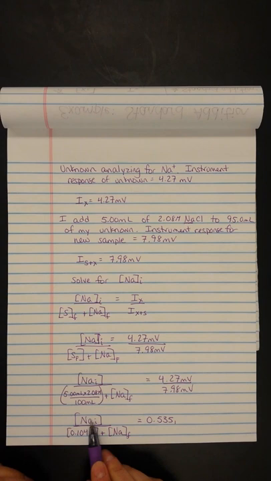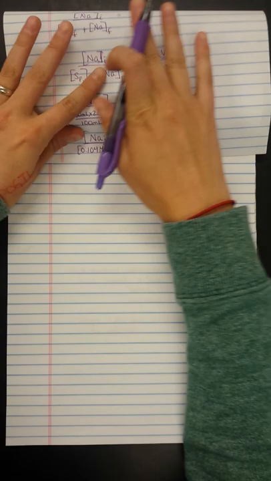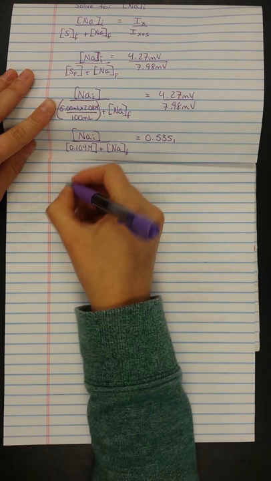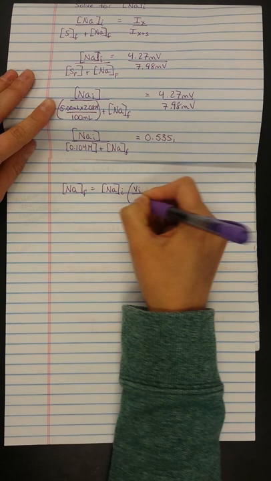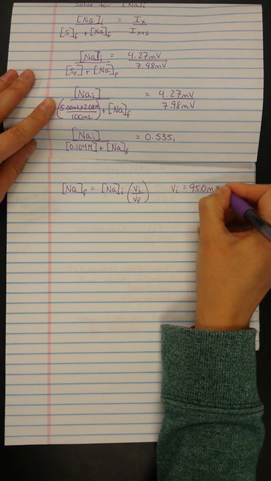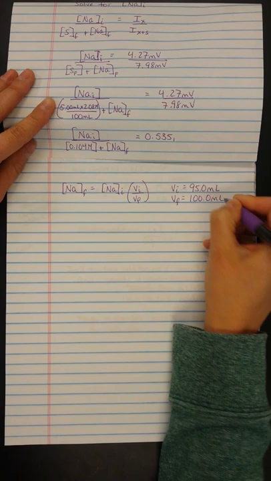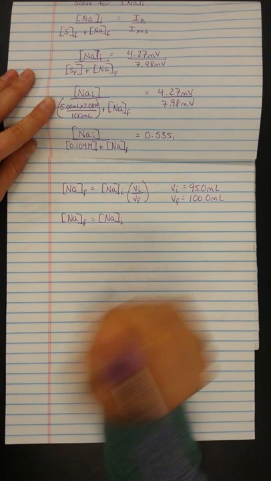Now, when I look at this, I have two unknowns here, right? I have sodium initial concentration and sodium final concentration. And I know I want to solve for the initial concentration of my sodium. So what I can do from here is remind myself that sodium final is equal to sodium initial multiplied by my volume initial over my volume final, right? So let's remind ourselves what the volume initial for my sodium would be. My sample was 95 mils. My final volume is 100 mils because I added 5 mils of standard. Okay, so now I can say that my sodium final is equal to my sodium initial times 95 over 100.